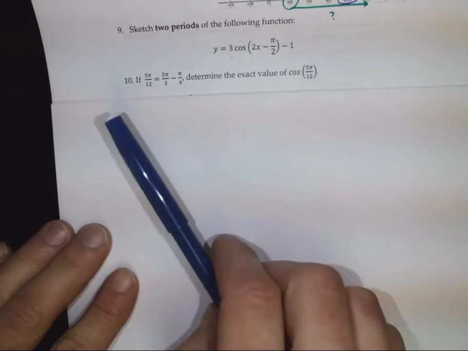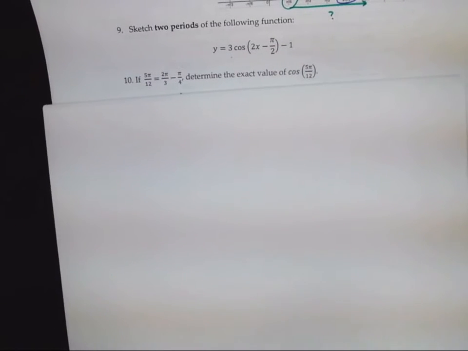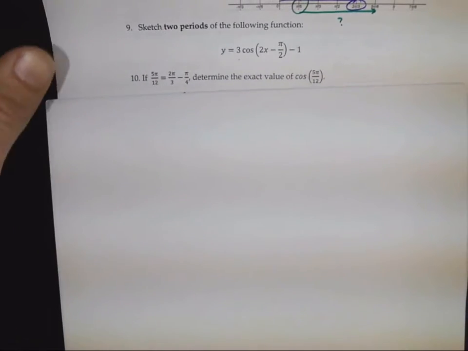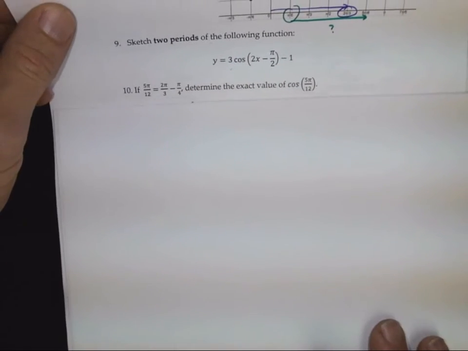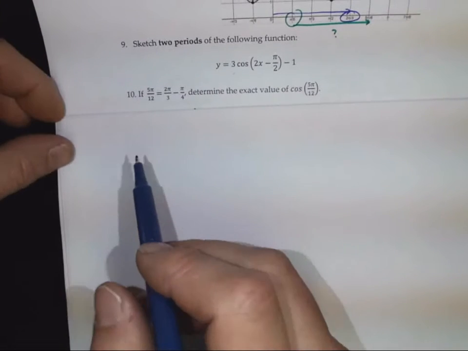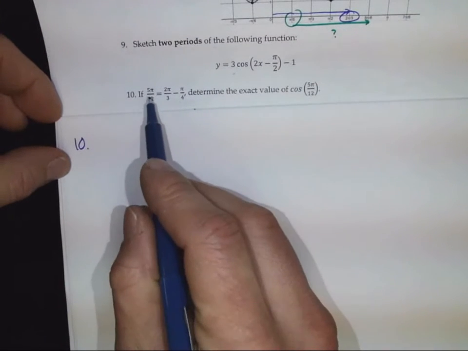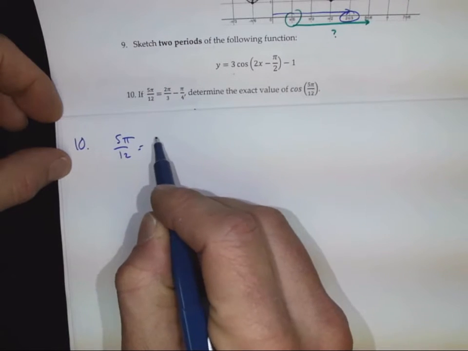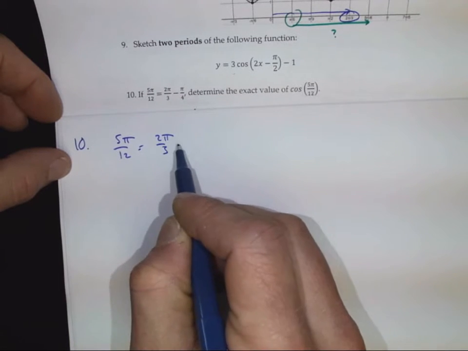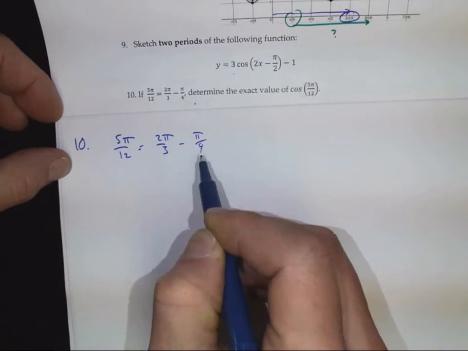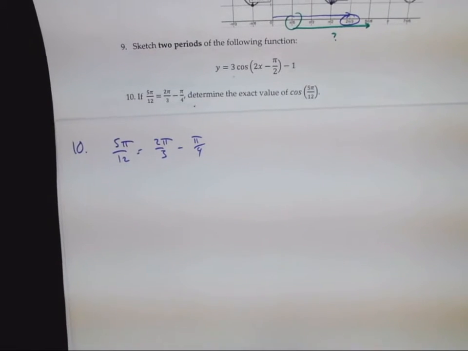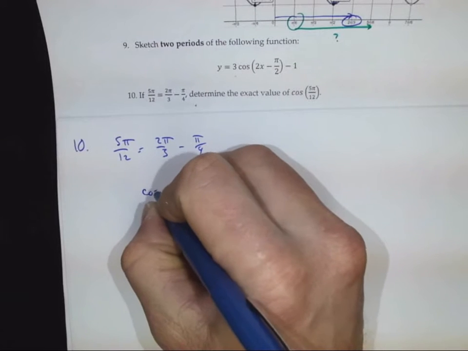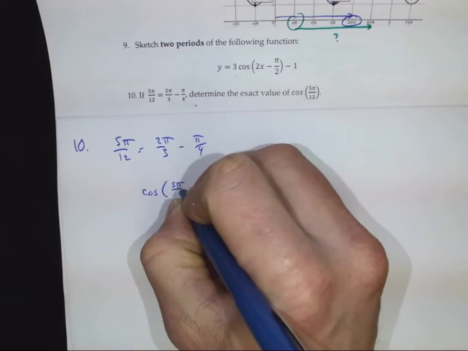Review package. We're just going to seal the deal here. We're starting to get into some identity work. So with this question, we're told that 5 pi over 12 is equivalent to 2 pi over 3, take away pi over 4. That's what we're told. And so if that's true, we want to find the exact value of cosine 5 pi by 12.